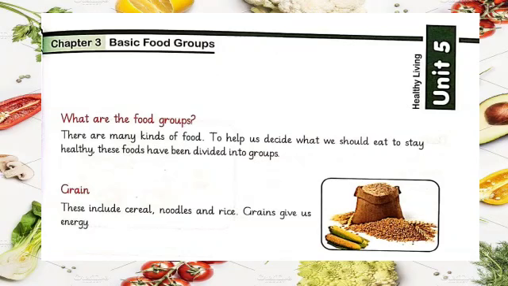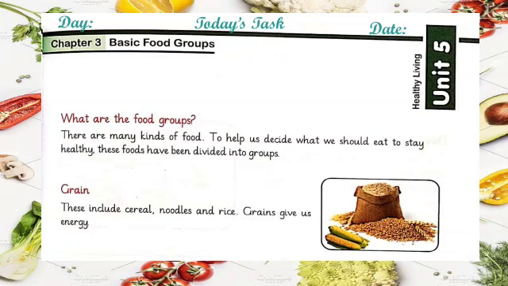My dear students, please open page number 53 of your textbook. Write day, date and today's task. Today we will discuss chapter number 3, basic food groups. So let's start reading. What are the food groups? There are many kinds of food. To help us decide what we should eat to stay healthy, these foods have been divided into groups. Today we will discuss these groups in detail. So let's check out each group and see what kind of food belongs where.